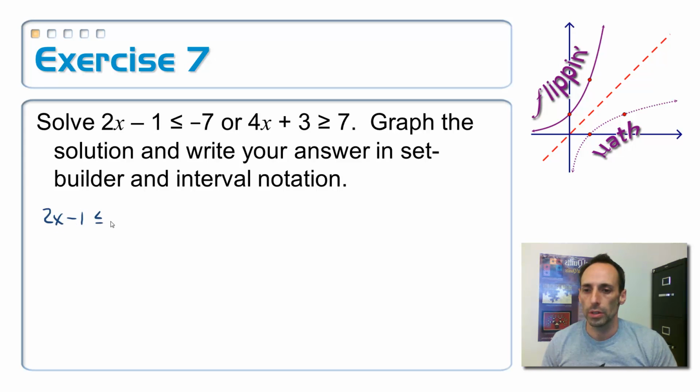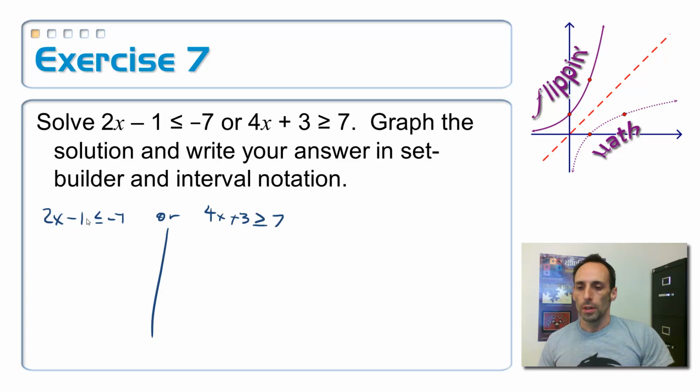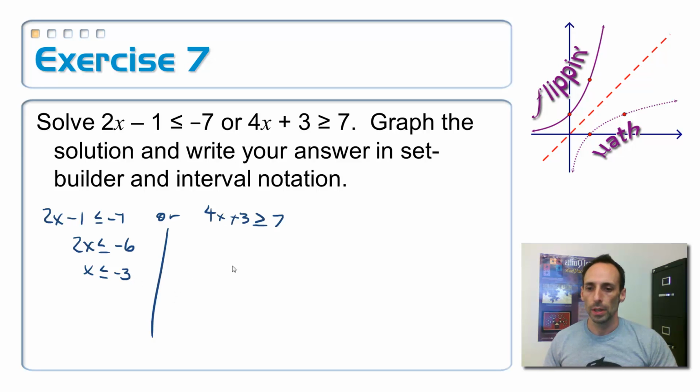2x minus 1 is less than or equal to negative 7, or 4x plus 3 is greater than or equal to 7. You solve them separately. So on the left-hand side, let's add the 1 over, so 2x is less than or equal to negative 6. Divide by 2. x is less than or equal to negative 3. Over on the right one, 4x, let's subtract the 3 over, is greater than or equal to 4. Divide by 4, x is greater than or equal to 1.